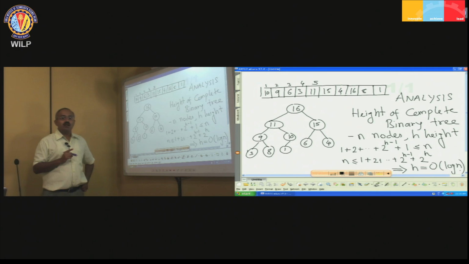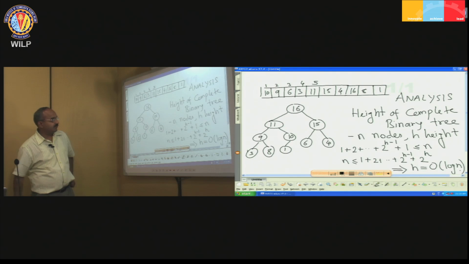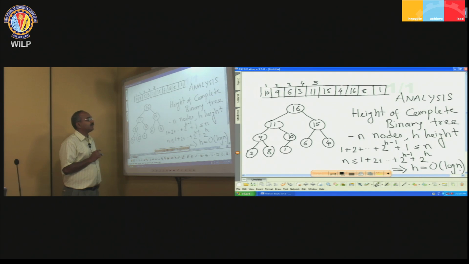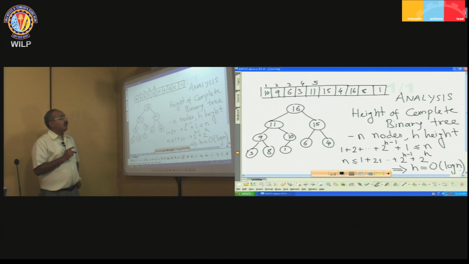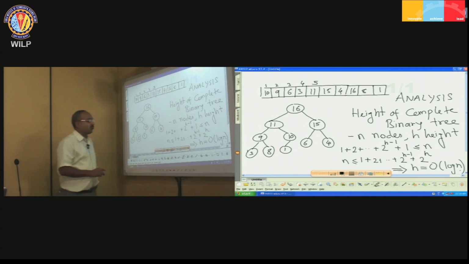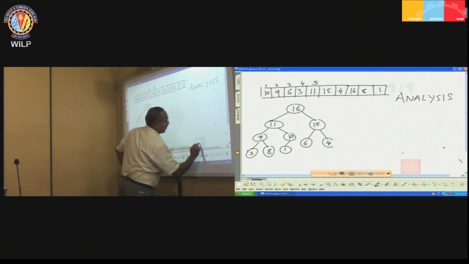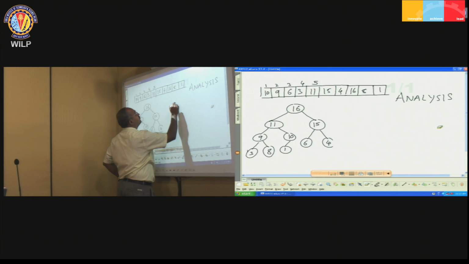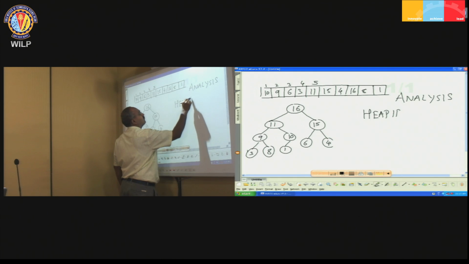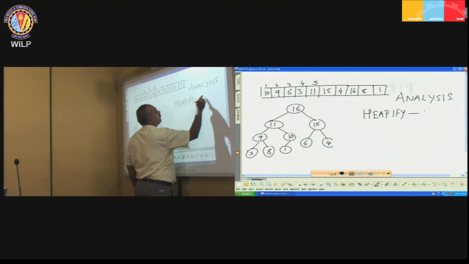A complete binary tree which is going to store n nodes has a height of order log n. That means, if you want to find the running time of the Heapify procedure, it is going to be order log n time, which is the height of the tree. So, the Heapify procedure we know is going to be of order log n.